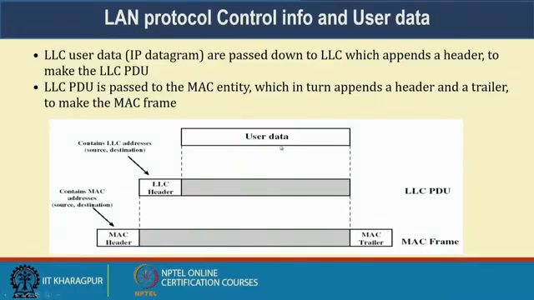The user data in this case is what it received from the upper layer, say the network layer, and then it adds the LLC header and creates the LLC PDU. This LLC PDU now becomes the payload for the MAC. So, the MAC adds a header and a trailer and makes this MAC frame, which needs to be transmitted to the next hop, where the MAC header contains the destination address, that is, the layer 2 MAC address of the next hop.